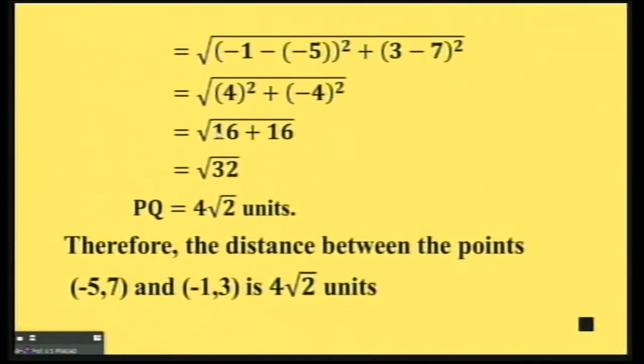So 4 square is 16, minus 4 whole square is also 16. That becomes square root of 32. Now by observing its positive value, we can write it as 16 into 2. 16 we can take outside the root, that becomes 4. Therefore the length PQ is equal to 4 root 2 units. Therefore the distance between the points minus 5 comma 7 and minus 1 comma 3 is 4 root 2 units. That was a general problem I wanted to take.